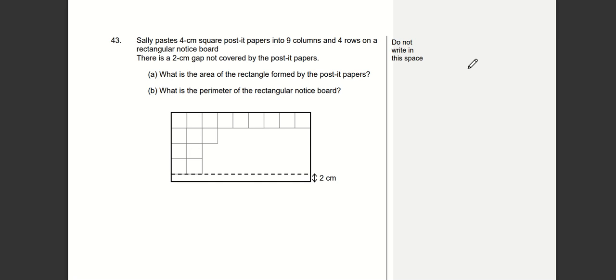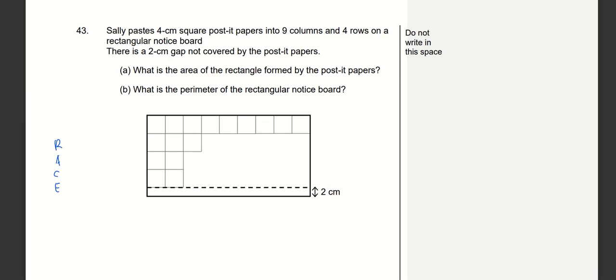Okay, this is question number 43 from our practice paper for P4 essay 2, the 2019 paper. Let's take a look at this question. It is very similar to a question in our book. Pasting post-its onto a notice board, and there's a gap. If you're able to do the one in the book, you probably would not have a problem here.